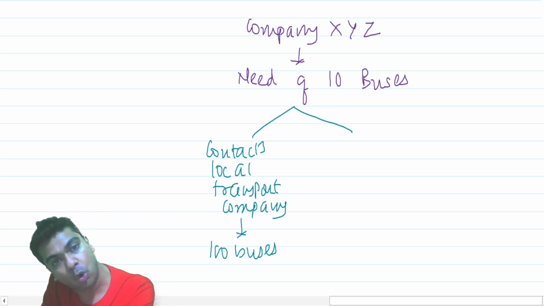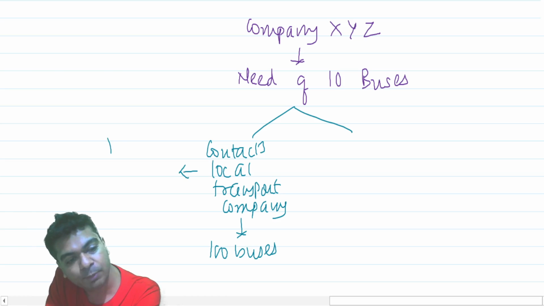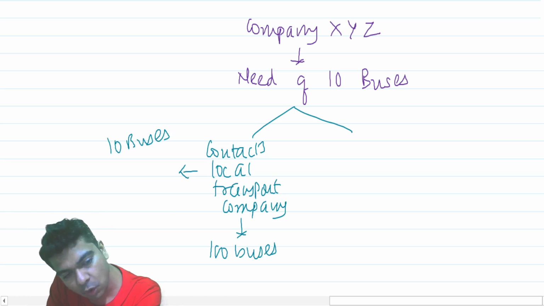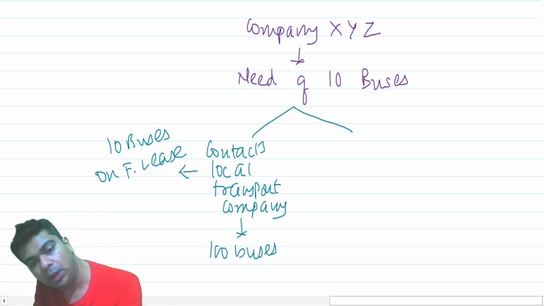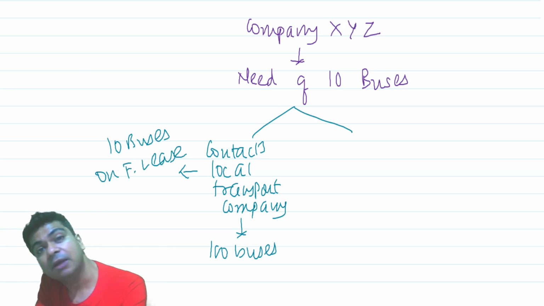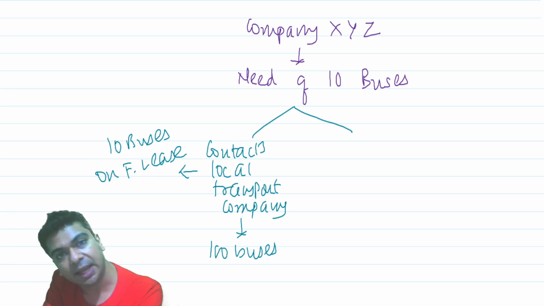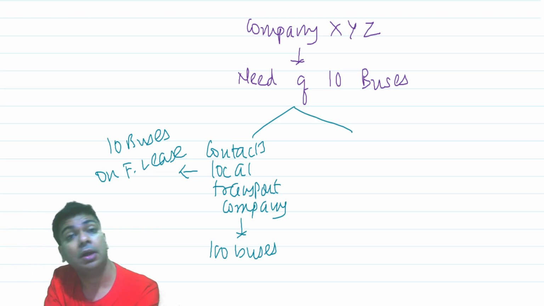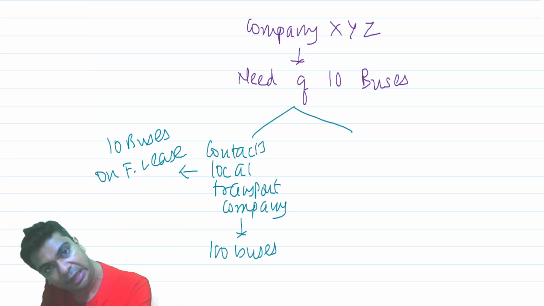And let us say this local transport company agrees, right? It agrees that, okay, we will provide you 10 buses on finance lease. Now, this is what we are putting in the first case. You are entering into a lease agreement, basically a finance lease agreement, with a lessor who is not a manufacturer or a dealer. Now, what difference will it make over here?